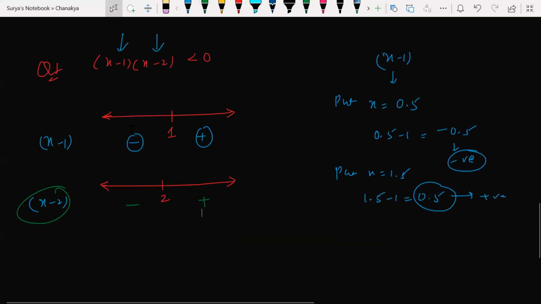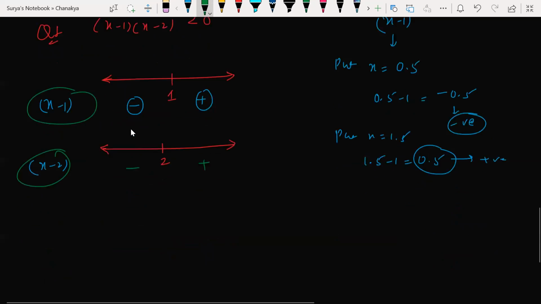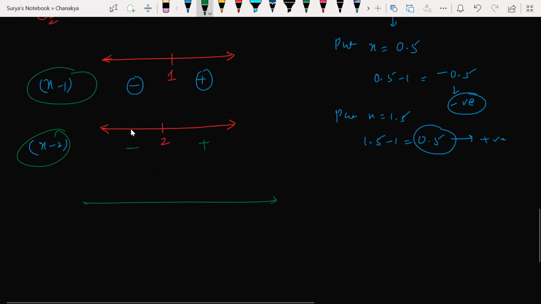Next, combinedly, let me plot both on the number line. What are the critical points I have here? X is equal to 1 here, x is equal to 2 here. Need not write minus infinity to plus infinity. Let me plot here. Very simple. Take out 1 here. This is x minus 1, and x minus 2, both the terms given. So what did we get here?